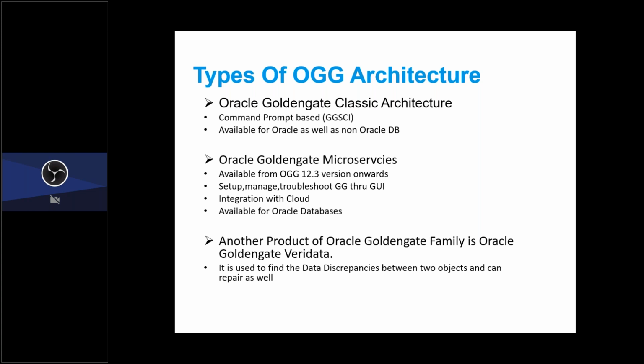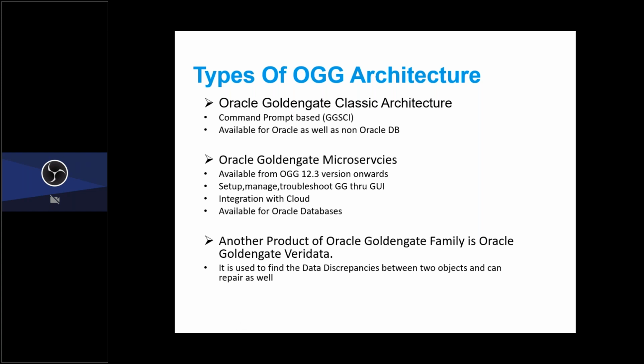But let me take it in a different way. The people who have worked in DOS have a lot more in-depth knowledge than the people who started on GUI, like me. I started working on GUI, so I would have lesser knowledge. I don't know internally what is happening, but the person who has worked on DOS knows internally how things are working, right? Same thing with Golden Gate, I would say. When you work on classic architecture, learning microservices is very easy.